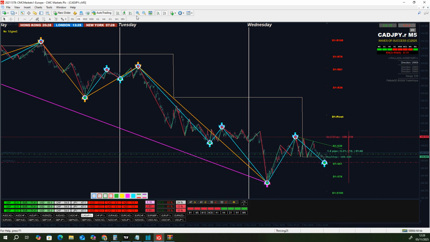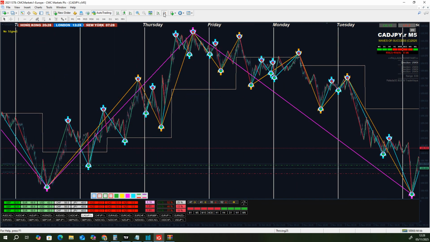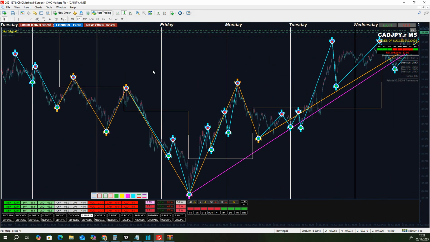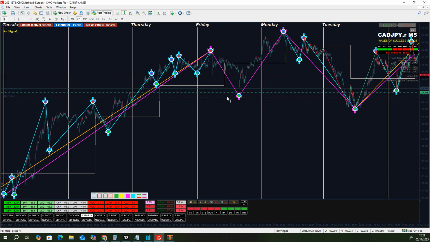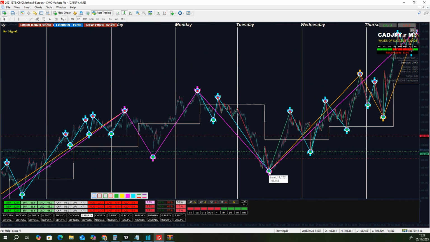Okay, the first thing I'm looking at here, let's squeeze the chart. We can see this has been in a very strong uptrend. Just keep an eye on the magenta line. It's making a series of higher highs. Then we broke down here, which gave us a higher low, lower low structure.